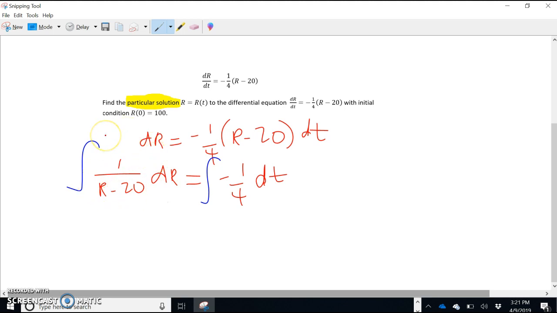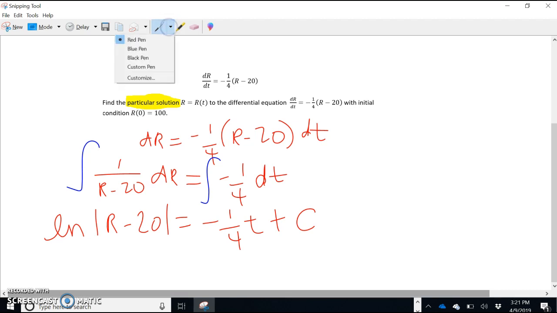1 over r minus 20 had to have come from the natural log function. That's the only function that we know of whose derivative results in that reciprocal. So that one's pretty standard. And over here I have a negative 1/4 t plus c. So that's going to help me to anti-differentiate both sides. My job is to find my particular solution, which involves solving for r.